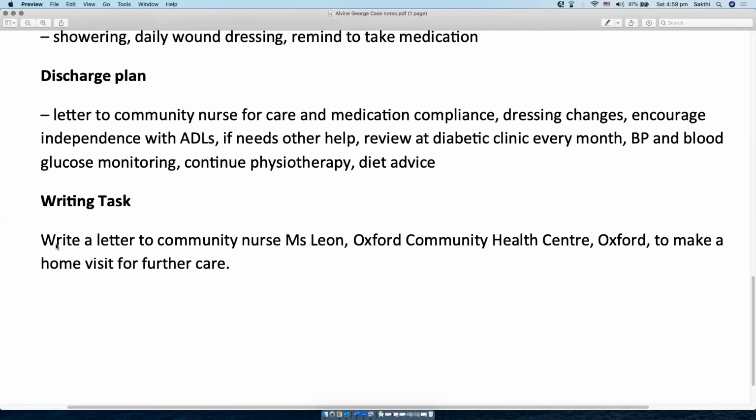This is the writing task where you have to read this instruction at least 2 times. Write a letter to your community nurse, Miss Leon, Oxford Community Health Center, Oxford, to make a home visit for further care. I hope you guys understand the background of the patient.